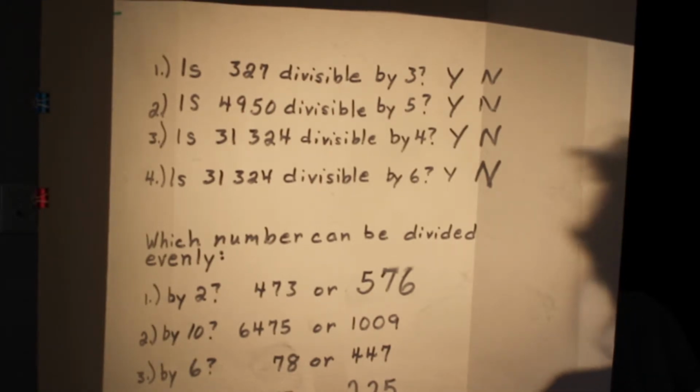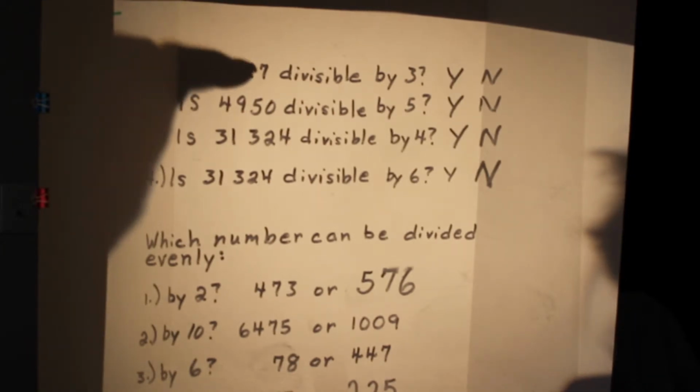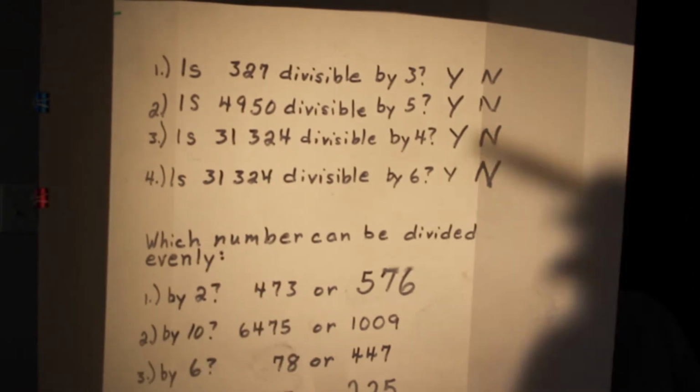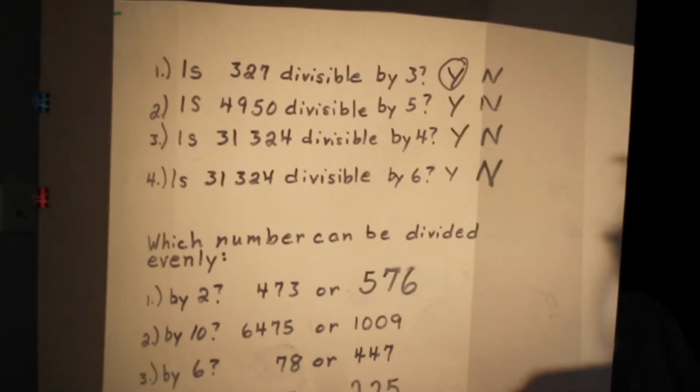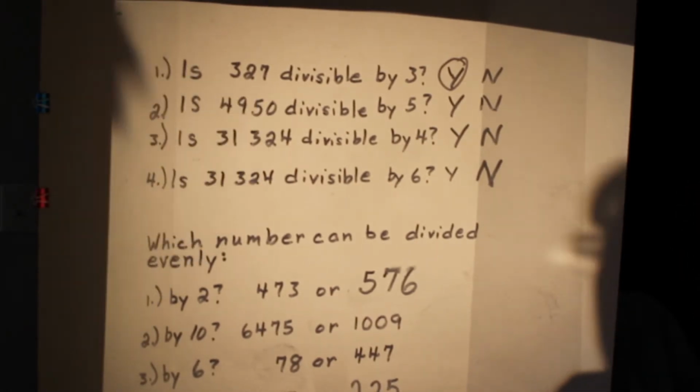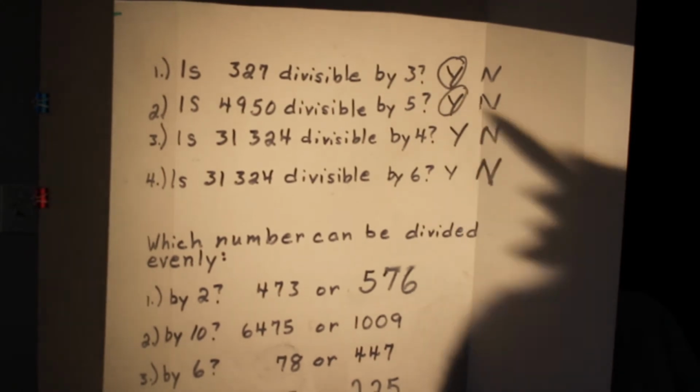Here's the sum of the digits. 3 plus 2 is 5, plus 7 is 12. 3 will go into 12 evenly, so your answer is going to be yes. 4,950, is it divisible by 5? Ends in a 0, so it's a yes.